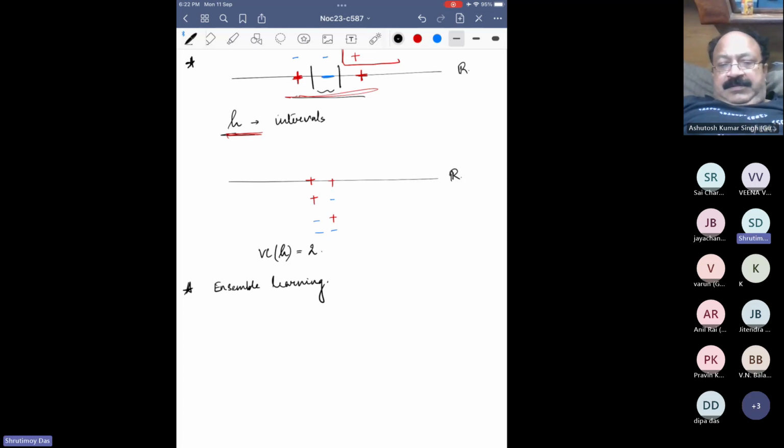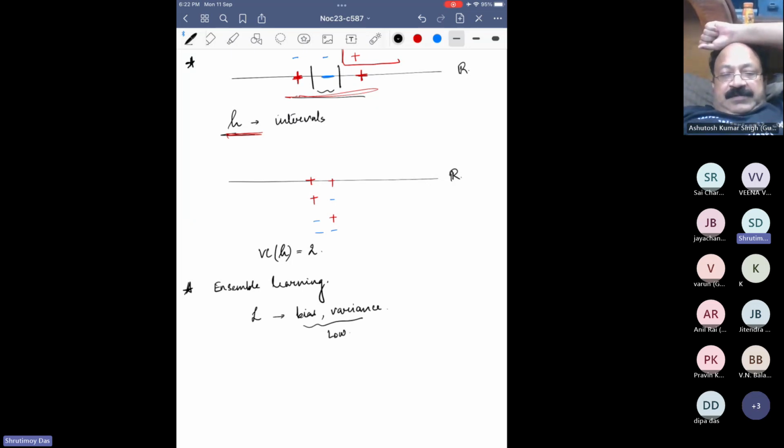It has been discussed that any learning algorithm will have some bias and some variance. Suppose we are given some learner L, it will have some bias and some variance, and in the ideal situation we want both the variance and the bias to be low.